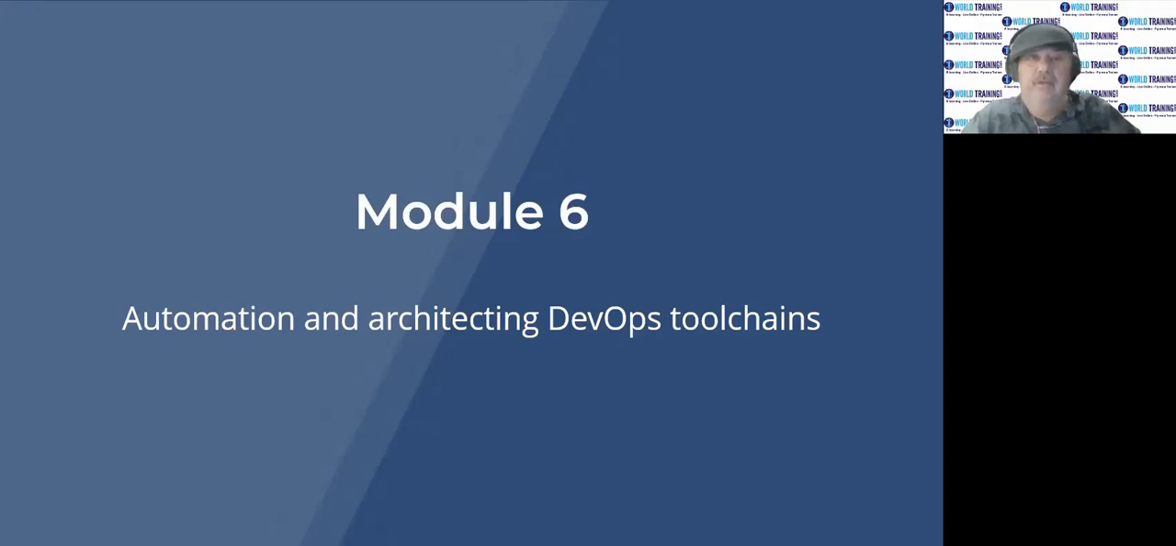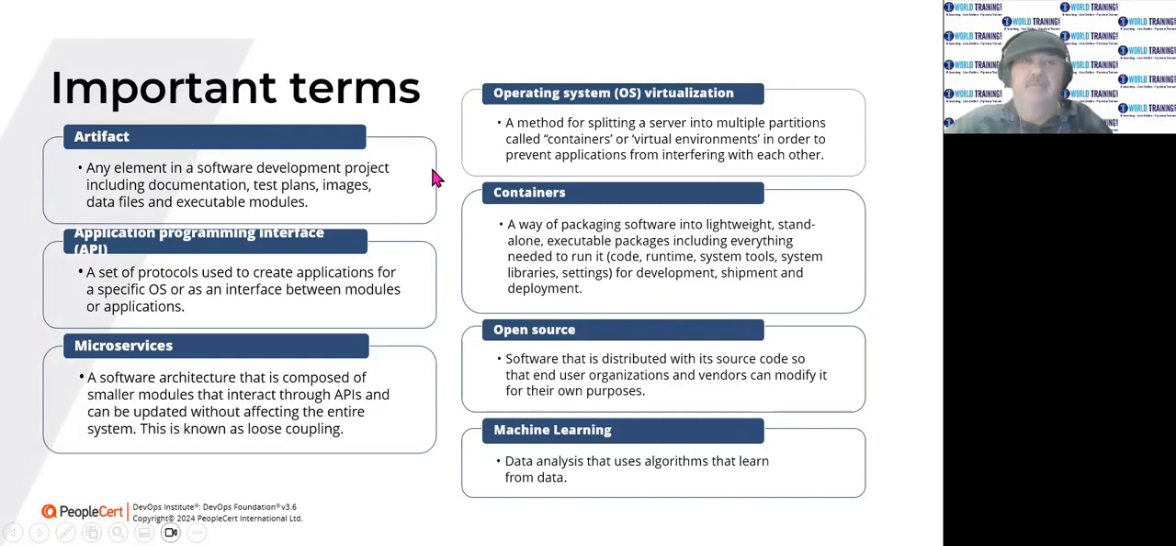Welcome to Module 6 of the DevOps Foundation course. We're going to talk about automation and architecting DevOps toolchains. This is just some popular terms associated with technology, tools, and automation. Absolutely not an exhaustive list. I refer you to the glossary that comes with the course for a more complete list.